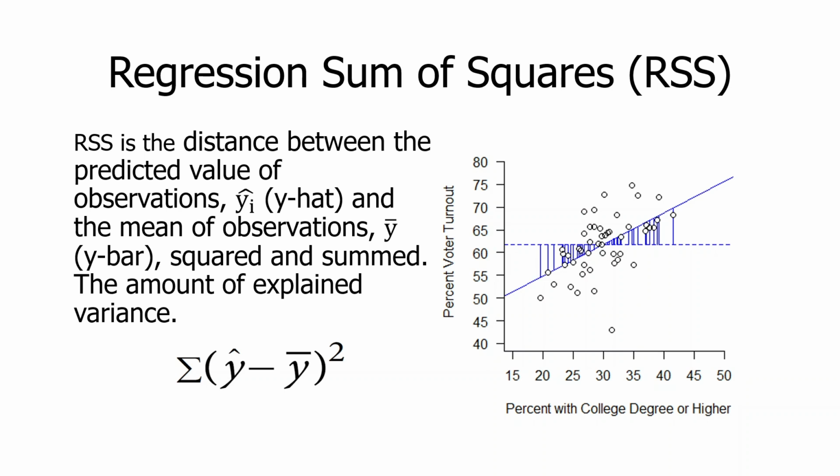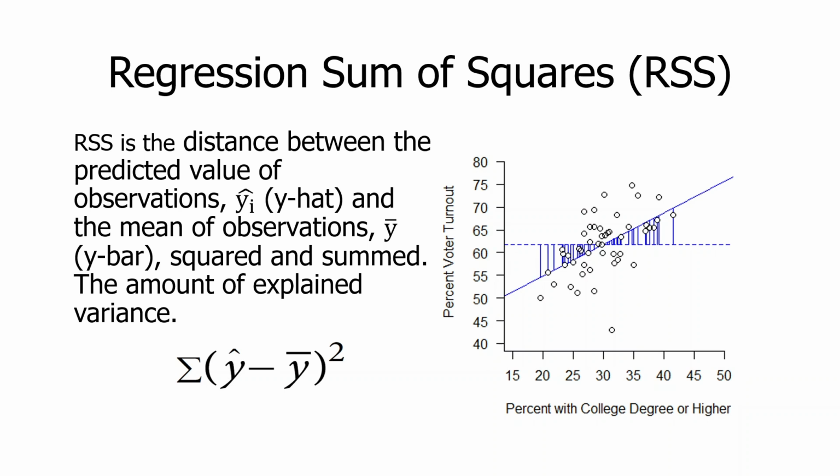And formally, here's how it's represented. Again, the predicted value, y hat, minus the mean of y, which is now, we're explaining this amount, we're explaining this proportion of the distance between the mean and the individual observations in each case. This is called regression sum of squares. But of course, we can see that the relationship's not perfect, and there's distance left over.